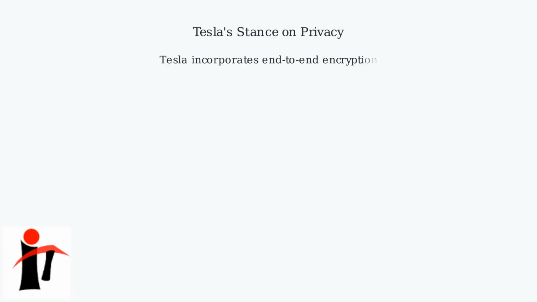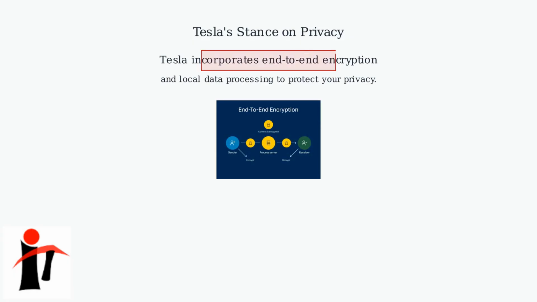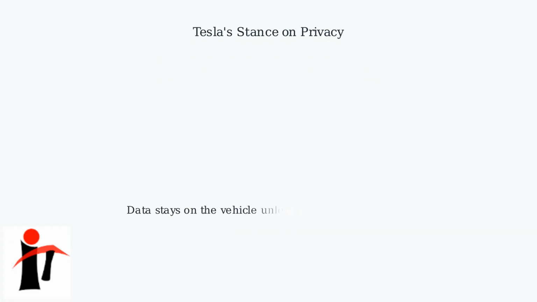Tesla's approach to privacy emphasizes protection through advanced security measures. The company uses end-to-end encryption to secure data transmission and processes information locally on the vehicle. Your data remains on the vehicle unless you explicitly give permission for it to be uploaded, typically for diagnostic purposes. This gives you full control over what information is shared.